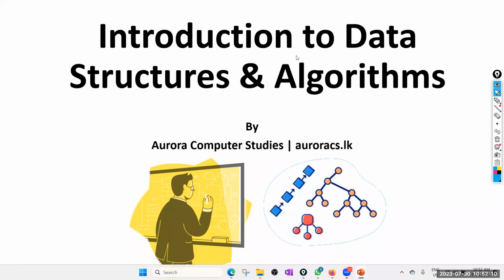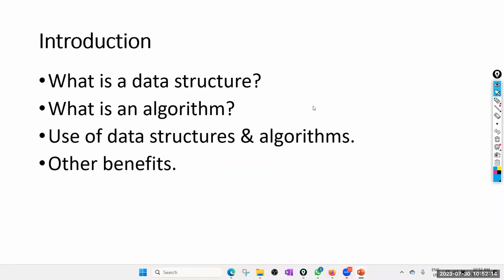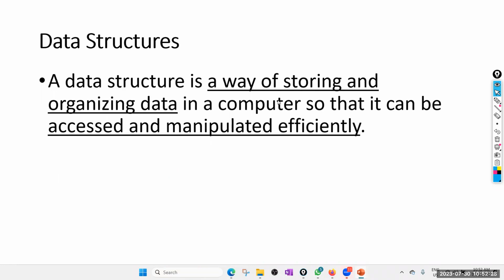Right. Introduction to data structures and algorithms. So we will look at what is a data structure, what is an algorithm, what are the uses of data structures and algorithms, and some other benefits of learning data structures and algorithms. So that is your topic number 1. Okay. Right. So what is a data structure?